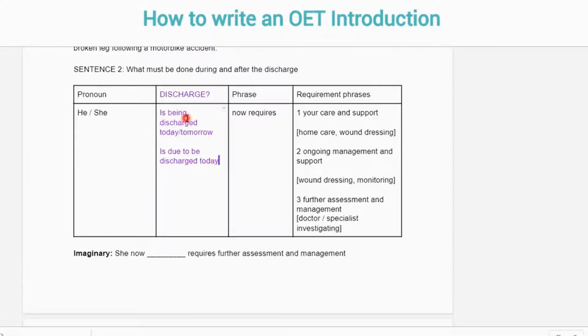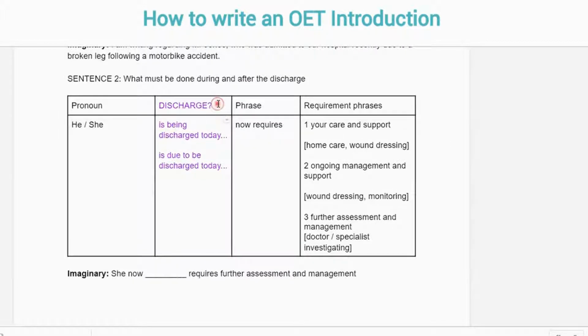Today or tomorrow, etc. So you could put a date in here, couldn't you? But again, it's quite simple. Do we always need to use this phrase, Raji? No, it depends upon the scenario. Exactly. So that's why I've put it into purple.